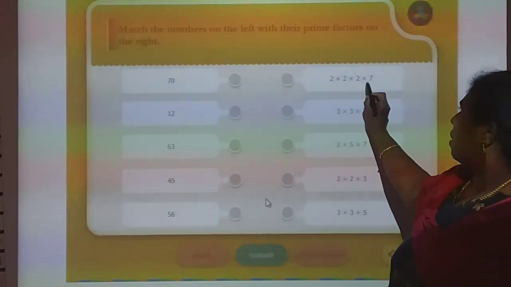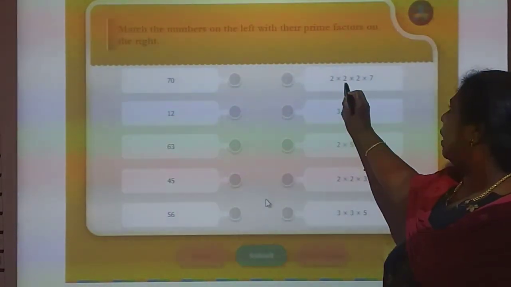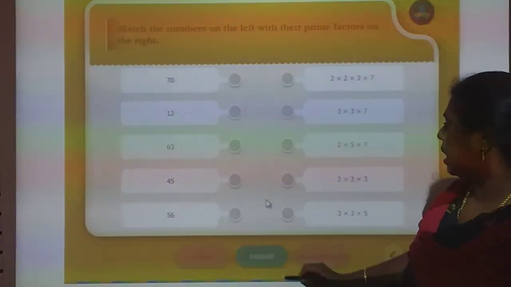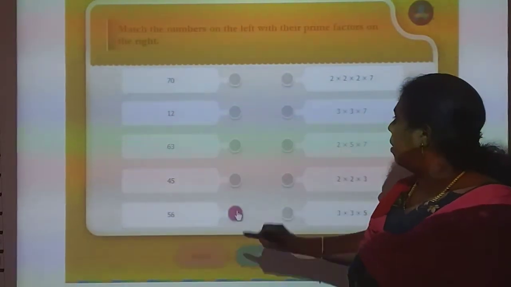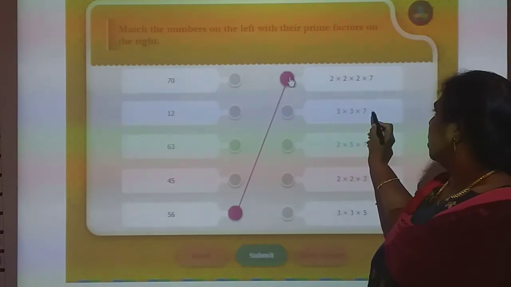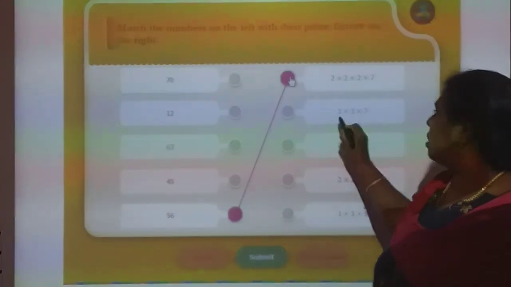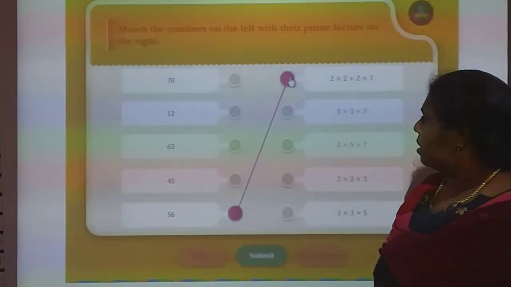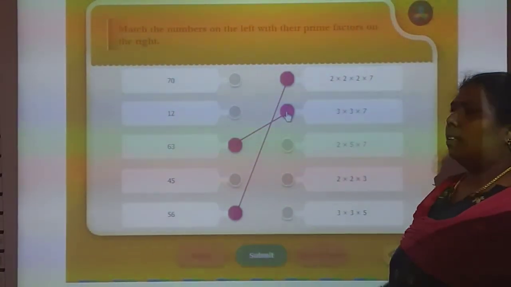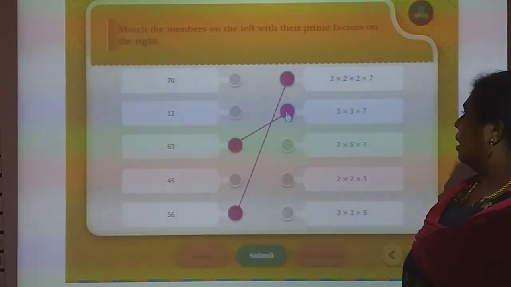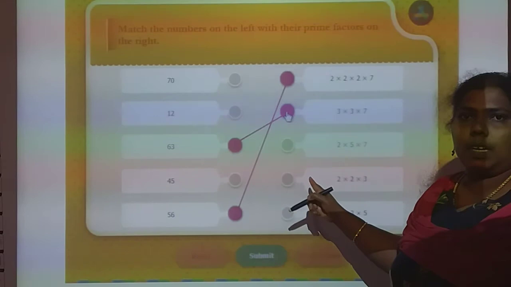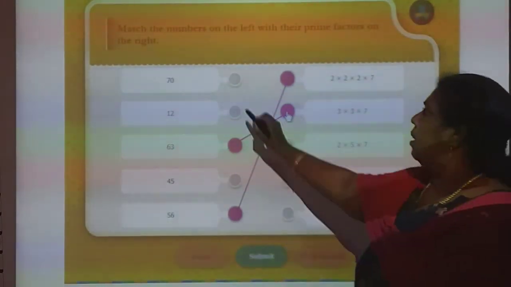So 7 times 2 is 14. 14 times 2 is 28. 28 times 2 is 56. So 56, where is it? Here. 56. Then the prime factors, this is the number, right? Next, check 7 times 3 is 21. 21 times 3 is 63, right? Where is 63? Here. The factors of 63 are 3 into 3 into 7, right? Next, 7 times 5 is 35. 35 times 2 is 70, right? Where is 70? Yes, here.